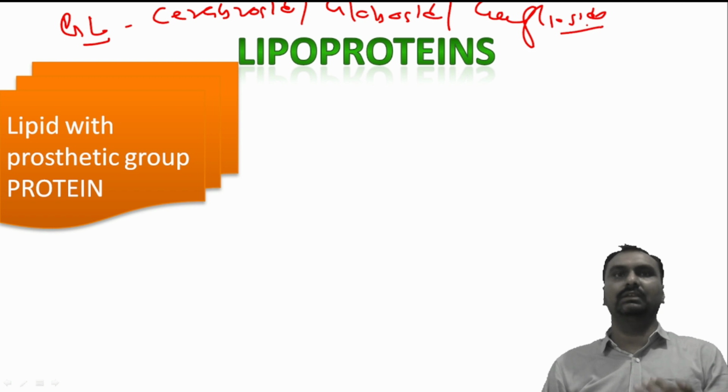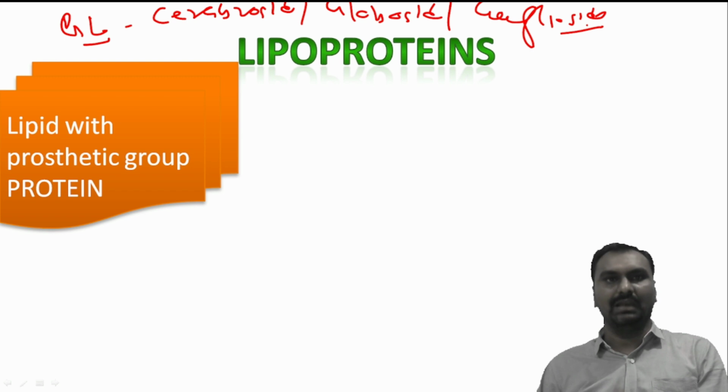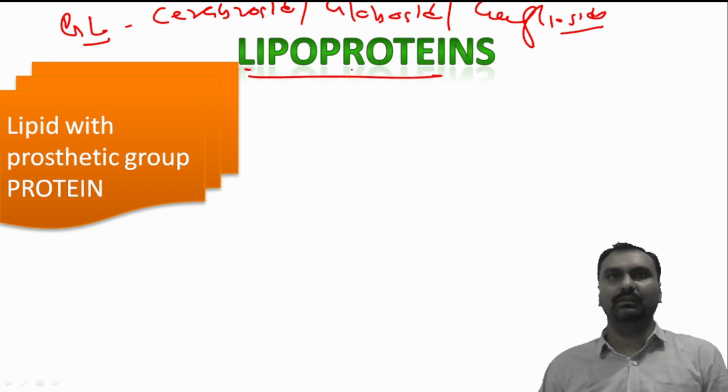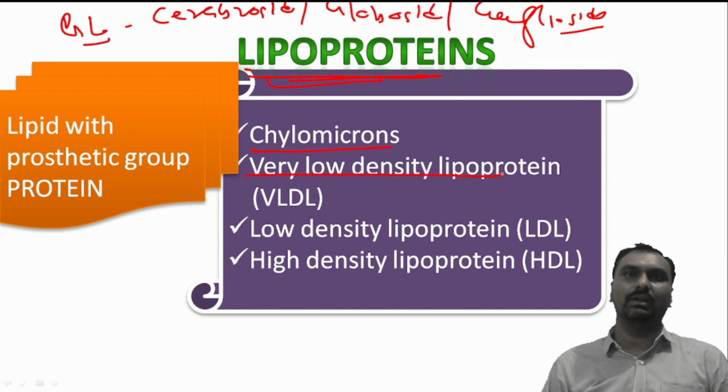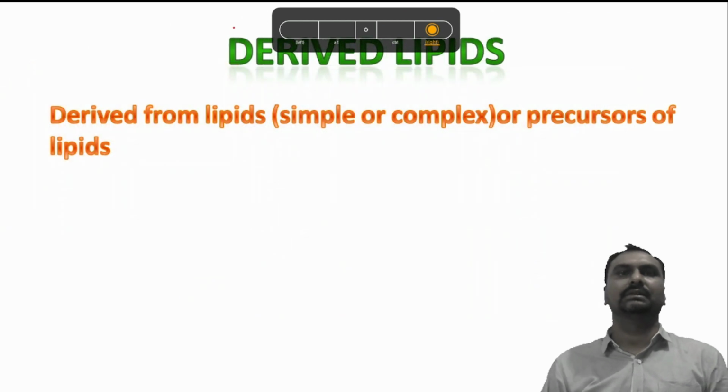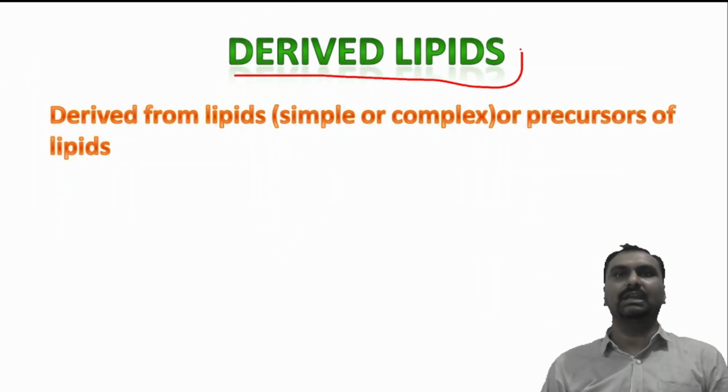So now, the last we have seen in the complex lipid, there is a phospholipid, there is a glycolipid, and third is lipoprotein, where to the lipid an additional protein part is attached. Examples are chylomicron, very low density lipoprotein, low density lipoprotein, and high density lipoprotein. Then the third classification is derived lipids.